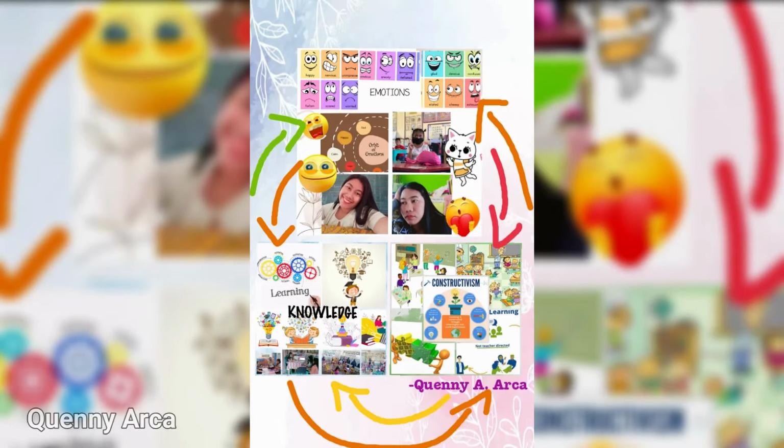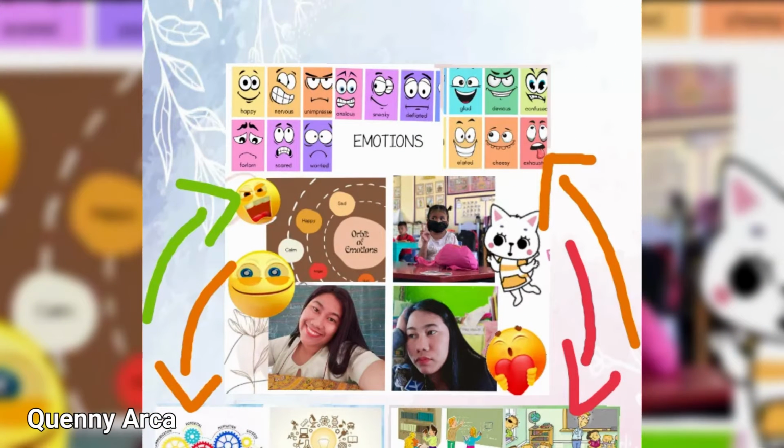Good afternoon, everyone. Emotions, knowledge, and constructivism are interrelated with each other, since emotion is the starter pack of all. A child must be ready by observing his or her positive or negative attitudes through emotions, which can reflect how he or she can adapt to new ideas, or how ready he or she is in discovering new ideas.